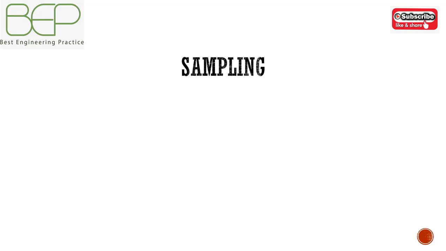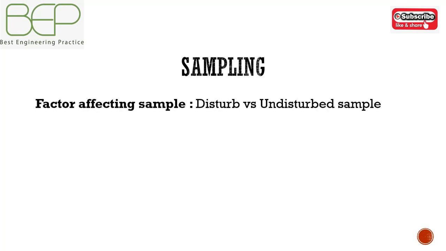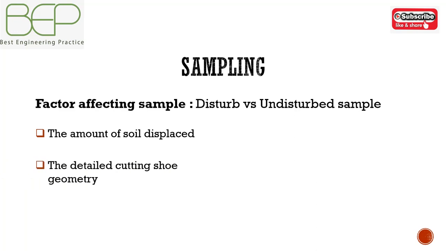It is sufficient to note that the amount of soil displaced by a sampling tube affects the degree of sample disturbance. Thin wall tubes are better than thick wall tubes, for example, displacing 3% to 45% of the sample area. It often proves impossible to recover samples of soft clay when using a thick wall sampler. The detailed cutting shoe geometry also affects disturbance. Sharp cutting shoes are better than blunt ones.